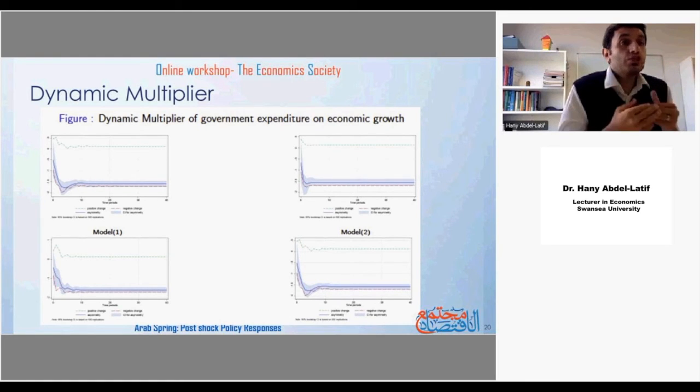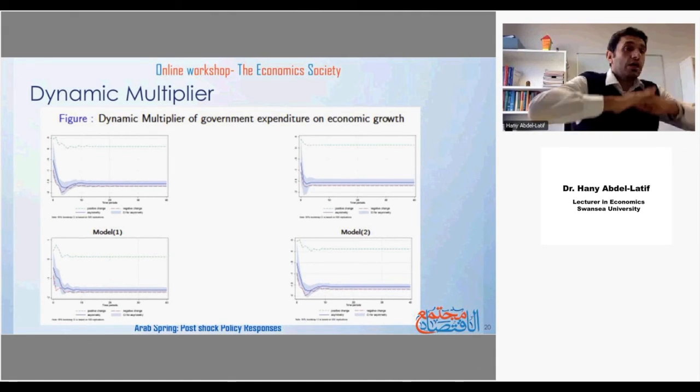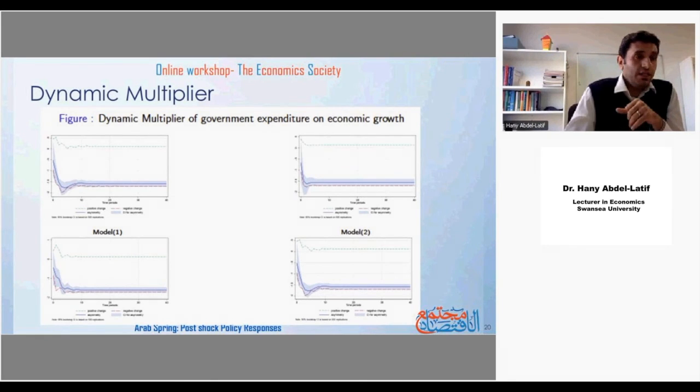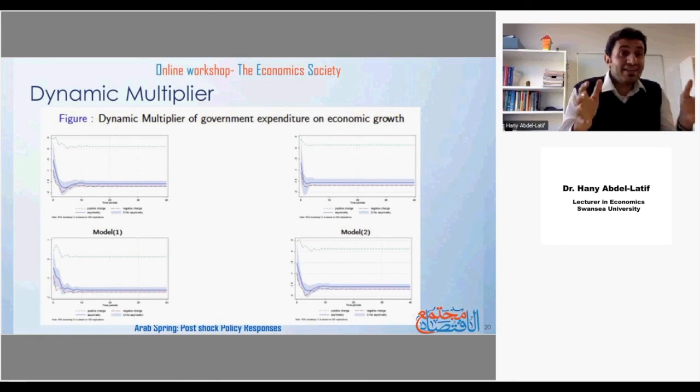But the question now is which one is greater. So you look at the blue line, you see that it is below zero, which means that the impact of negative changes to government spending is greater than that of positive changes in government spending on economic growth in Egypt. So that was the aggregate level.